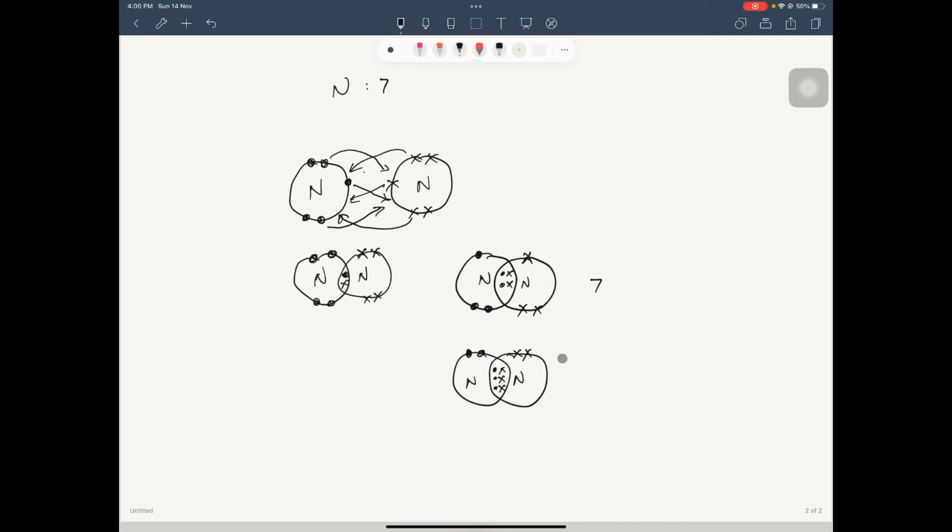So now let's count the number of electrons: 1, 2, 3, 4, 5, 6, 7, 8. Great. So you can see that by sharing 3 electrons from each nitrogen atom, we can achieve the stable configuration for each nitrogen atom. And in this case, since they are sharing 3 electrons each, we will have 3 covalent bonds between the 2 nitrogen atoms. So this is one example of a triple covalent bond.